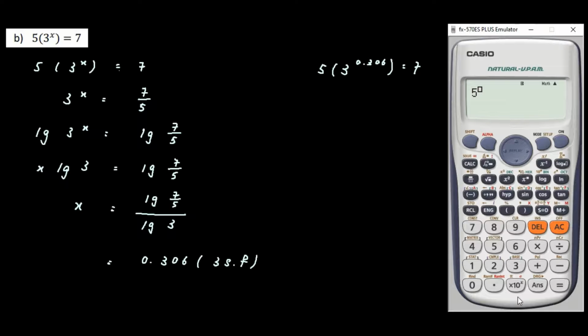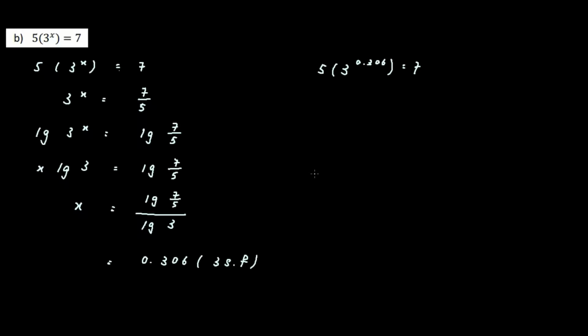So you just do 5 to the power of the answer that you get. Sorry, it should be 3. 3 to the power of the answer that you get. Then after that, you multiply by 5 and see whether you get the answer. So 7. Which means your answer is correct. So for exponential equations, normally you can just use your calculator to check whether your answer is correct or not. Alright, so let's move on to C.